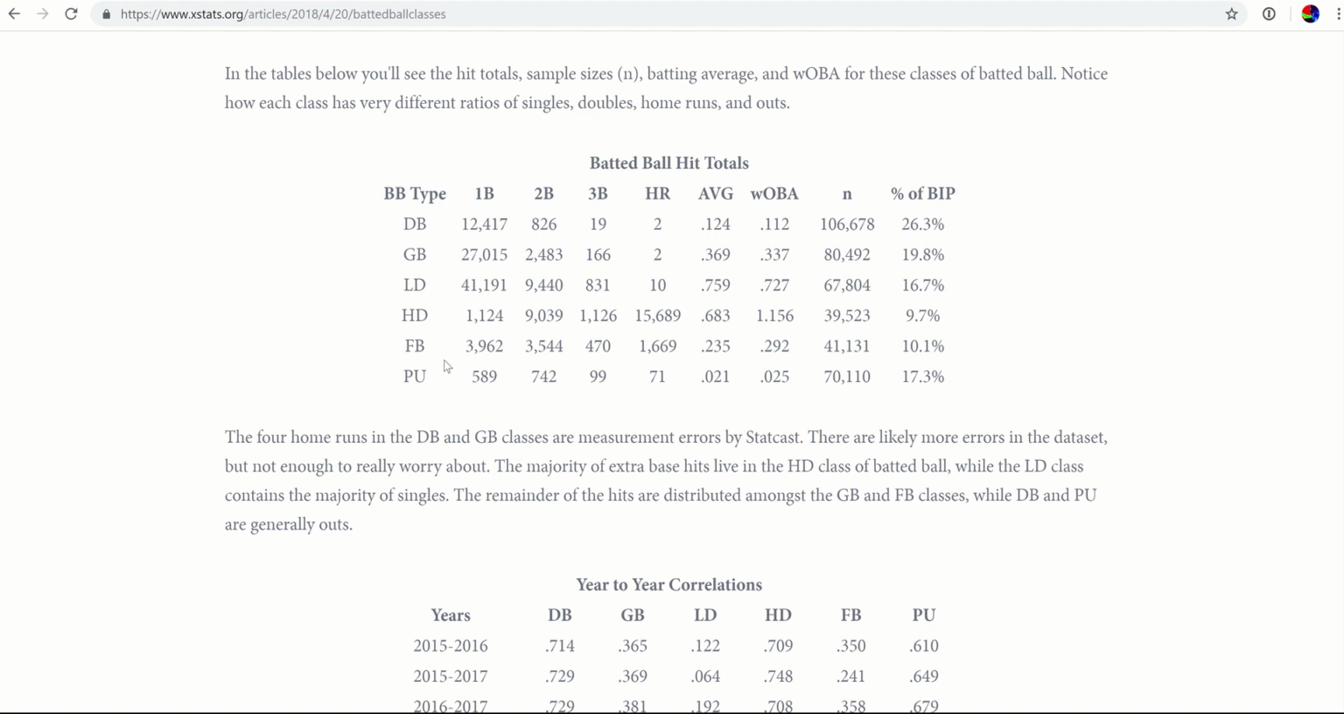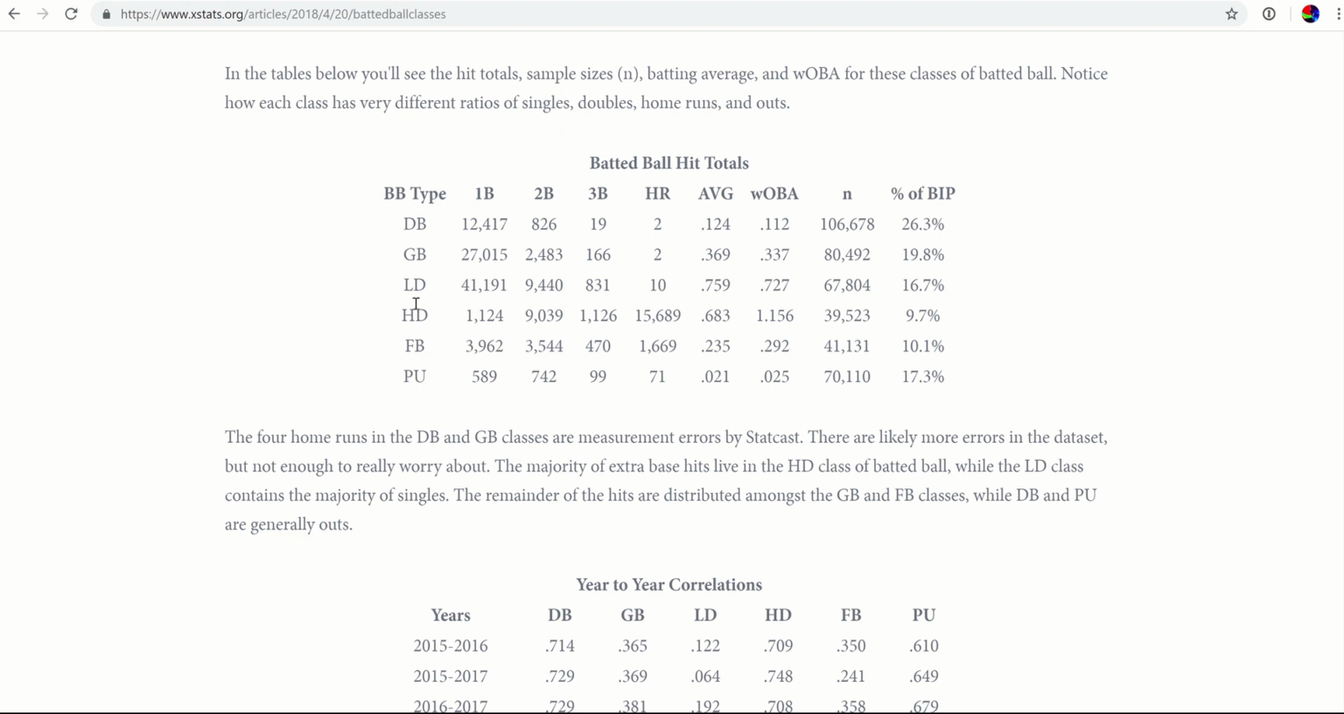Your fly balls and your pop-ups have the lower batting average, .235, and then just 2 out of 100 pop-ups actually fall in for base hits. We're talking Alex Bregman, his game-winning, quote-unquote, base hit against the Padres, right? That's what we're talking about here. So 2 out of every 100. These are essentially automatic outs here.